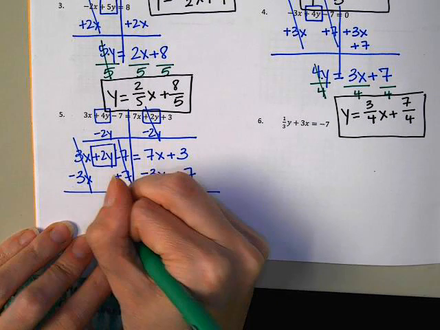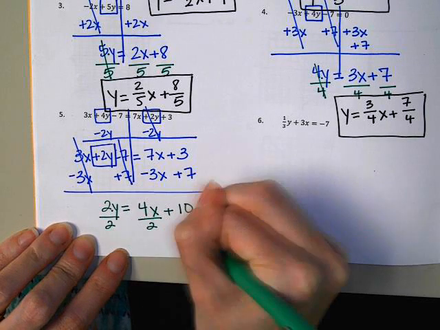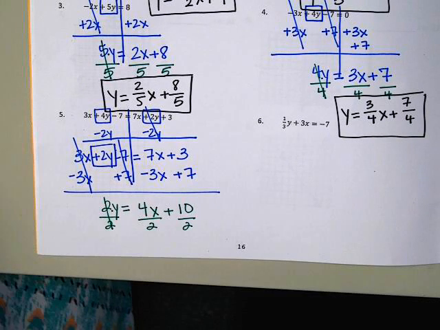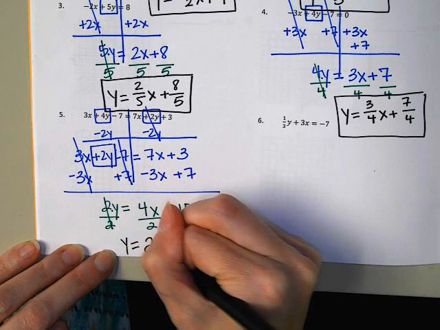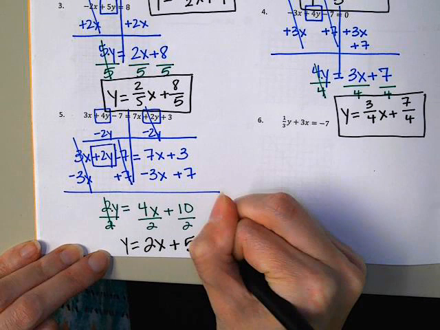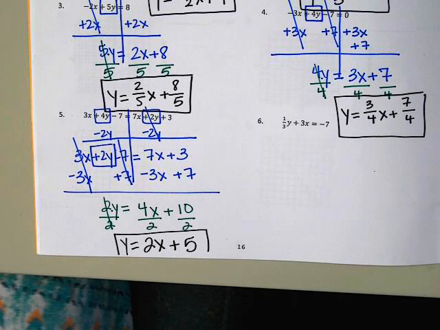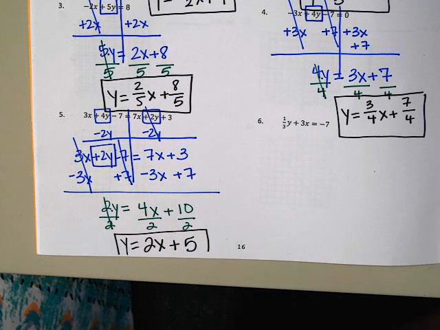And then to undo multiplying by 2, we're going to divide everything by 2, and let's see what we get. Y equals, well, 4 divided by 2 is just 2x, and 10 divided by 2 is 5. So y equals mx plus b.